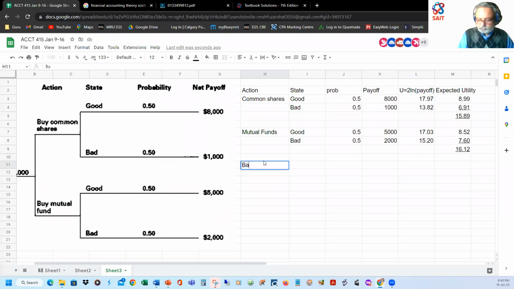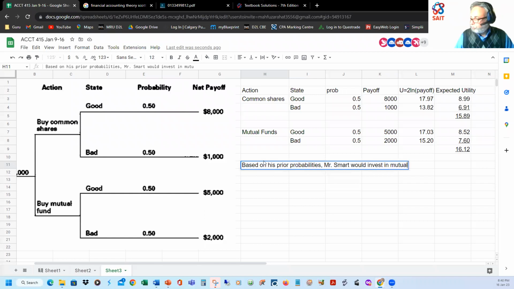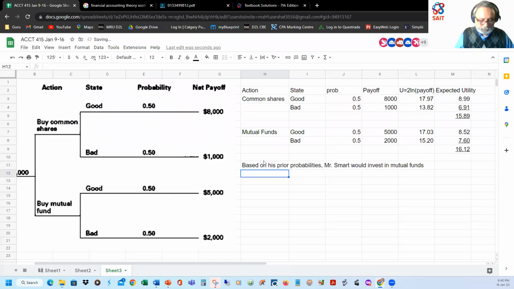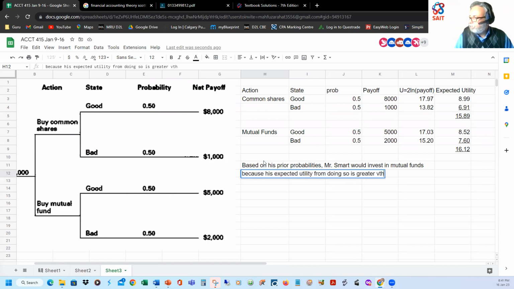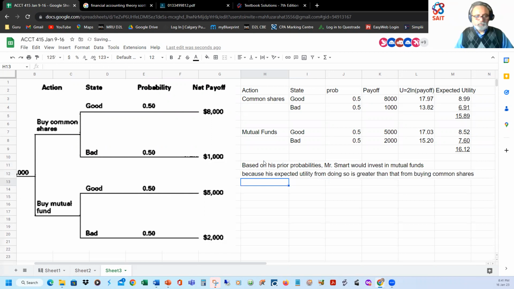Based on his prior probabilities, Mr. Smart will invest in mutual funds because his expected utility from doing so is greater than that from buying common shares. It's a very logical thing to do.